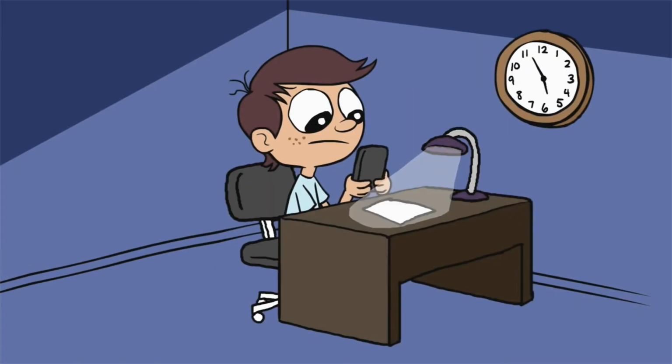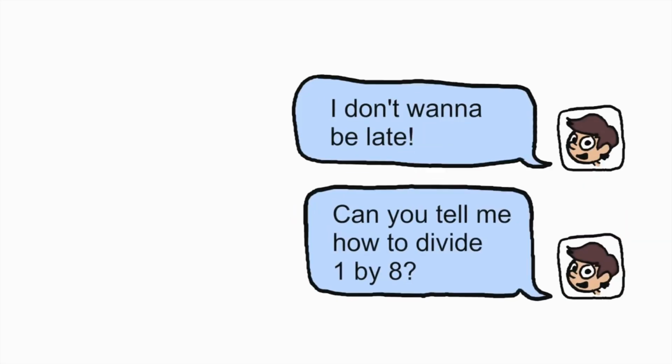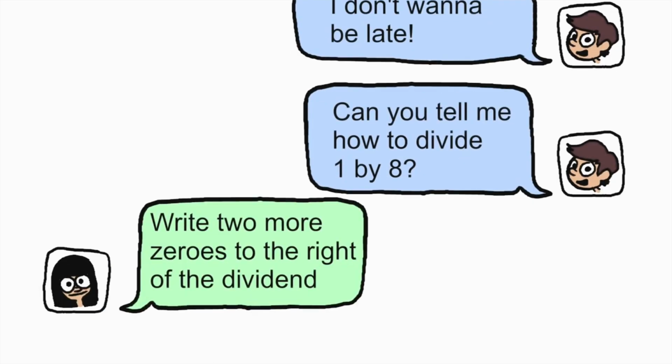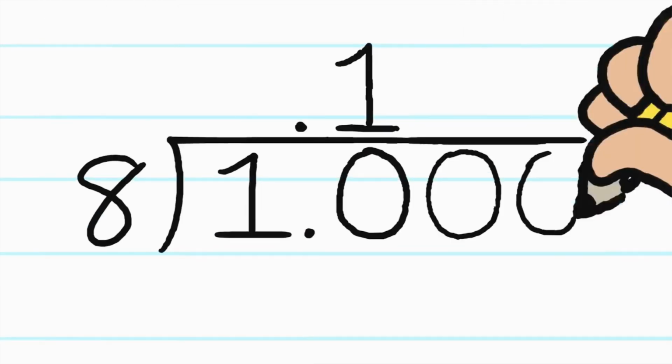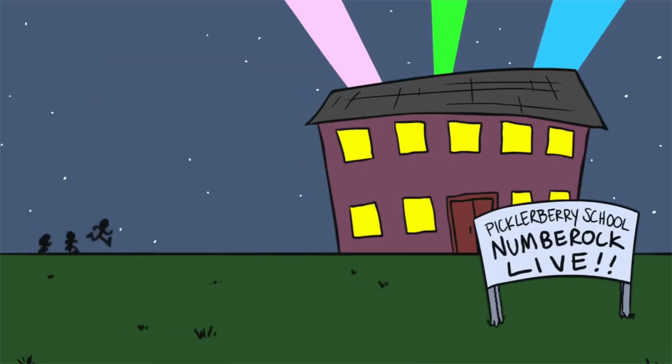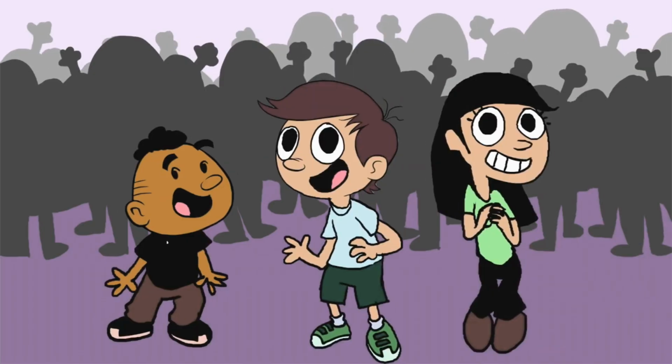I texted my friend, I don't wanna be late. Can you tell me how to divide 1 by 8? She said, write 2 more zeros to the right of the dividend. The value will be unchanged, it's equivalent. I divided the 2 numbers and got .125. We arrived just in time to see Number Rock live.